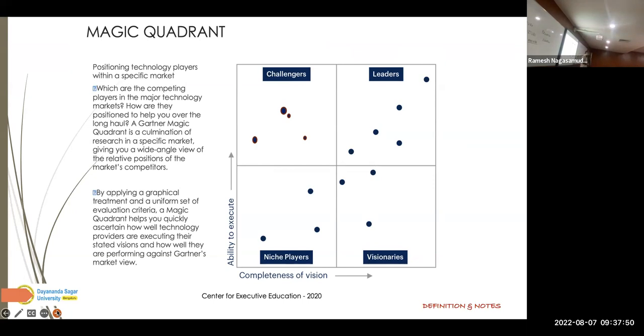Then we have niche players. A niche player would be somebody who is very, very local, like local food delivery services. Like which one? Maybe that's the one. They only have a very limited reach, but they're doing a good job out of it. Who is a challenger?